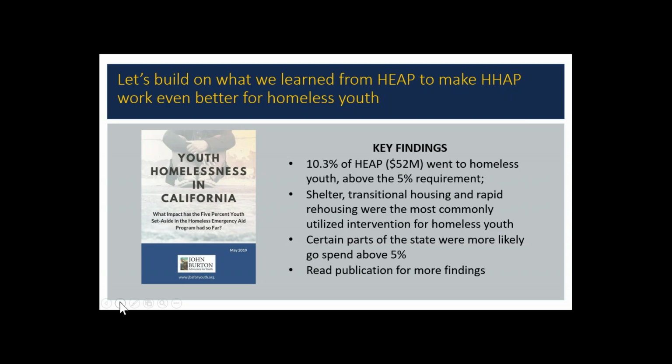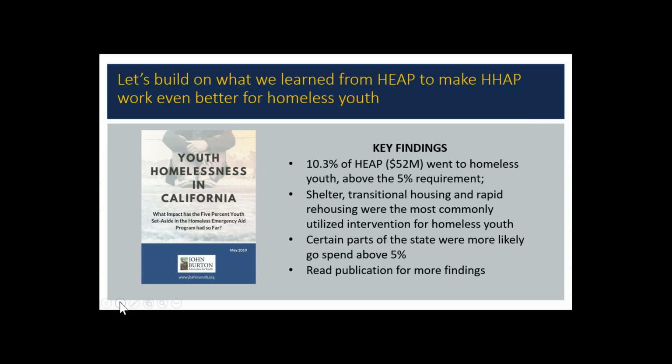And so I want to direct your attention to a publication that John Burton Advocates for Youth released in May. We surveyed continuums of care and large cities and did a series of in-depth stakeholder interviews to understand how the homeless youth money for HEAP was spent, and found that 10.3% of HEAP funding went to homeless youth, which was more than double the 5% requirement. Shelter, transitional housing, and rapid rehousing were the most commonly used interventions.